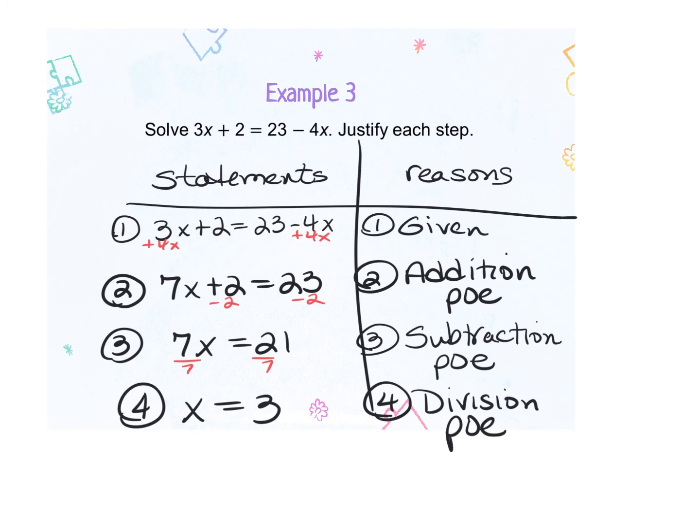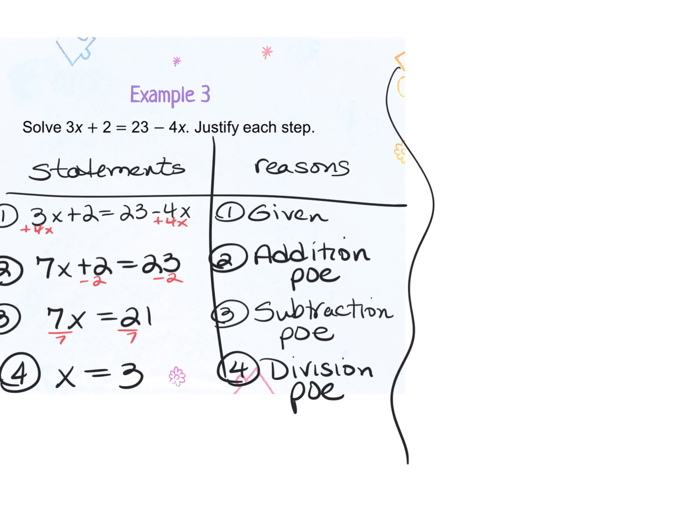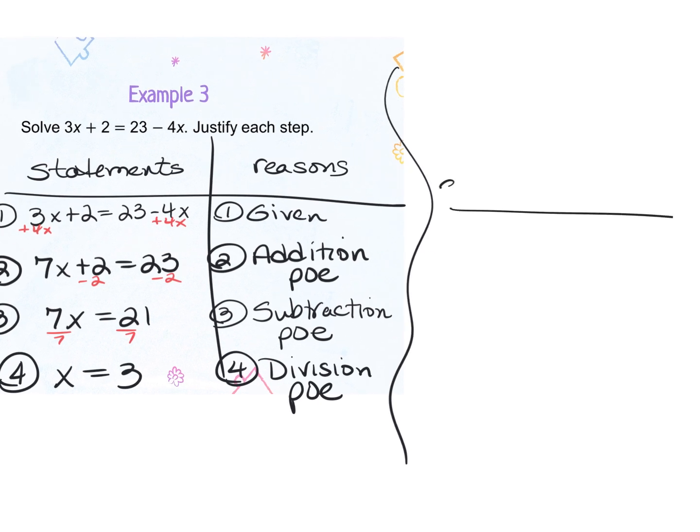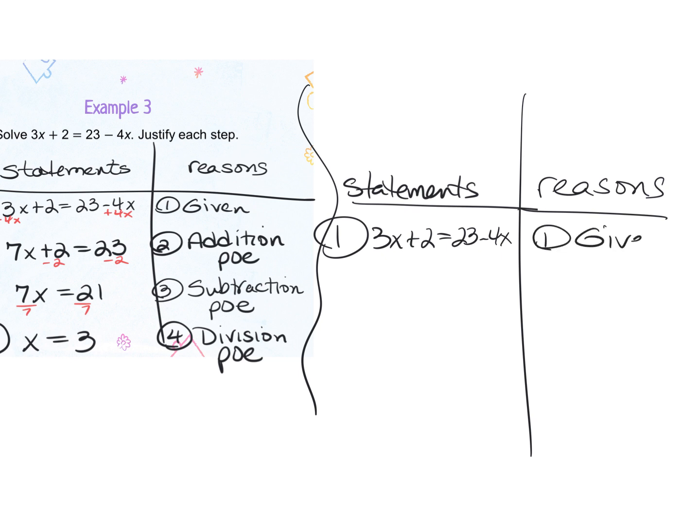So let me do the exact same problem. So I'm going to, again, set up my 2 columns. So statements and reasons. So again, first one is always the problem. So it's 3x plus 2 equals 23 minus 4x. And this was given to me.